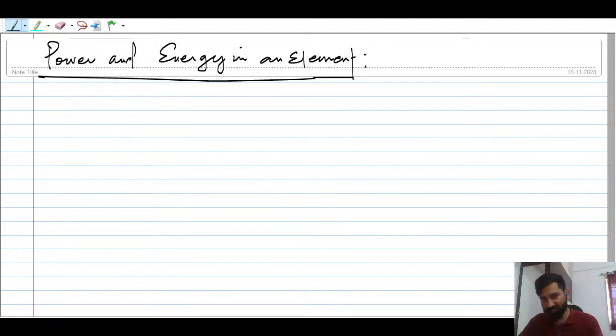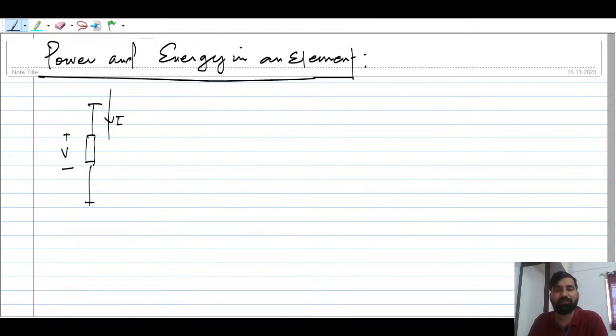So there are many concepts. If you learn the concept, then you can solve any question in less amount of time. Fine. So first of all, let us appreciate this concept. Suppose we have an element here, any element, this is the black box, and suppose the current flowing is I, and the voltage across it is V, right?